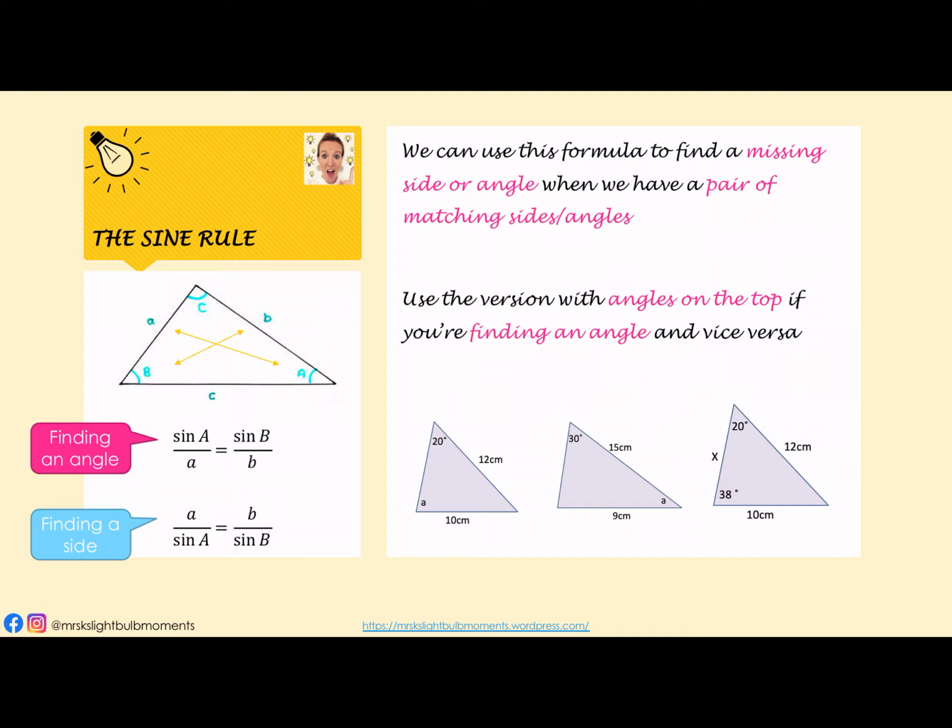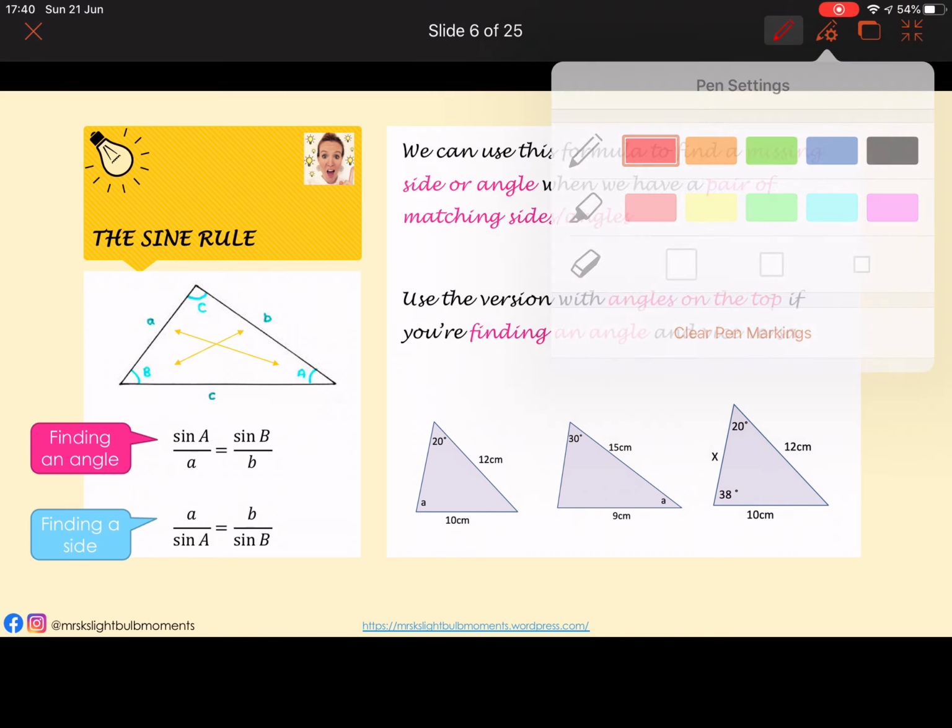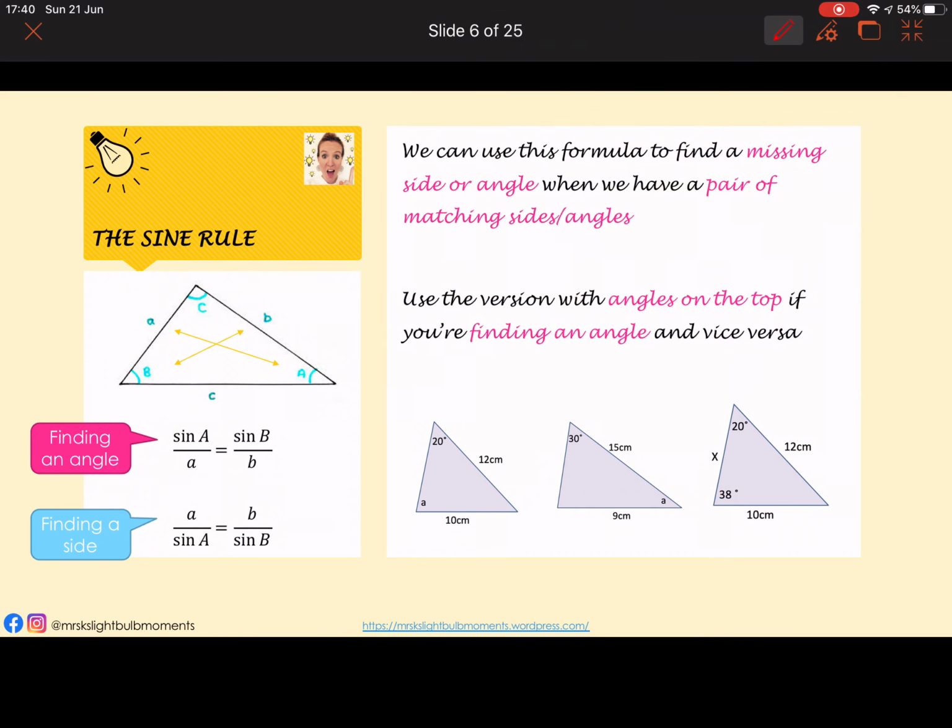So can you have a look at these triangles and see which ones you think you'd be able to use the sine rule with? Okay, have a quick look. Alright, should we go through them together? So this first one, we'll have a look if we've got any pairs. We've got this 20, which is opposite of my 10, and then we've got A, which is opposite of my 12. So I've got two pairs. I'm interested in finding one of them out. Yes, we could use sine rule.